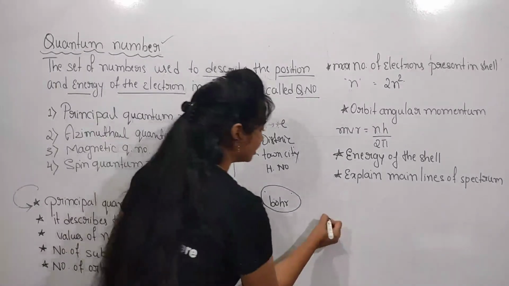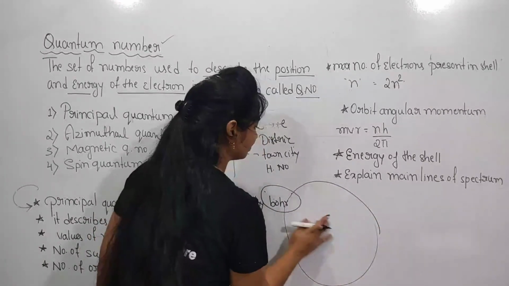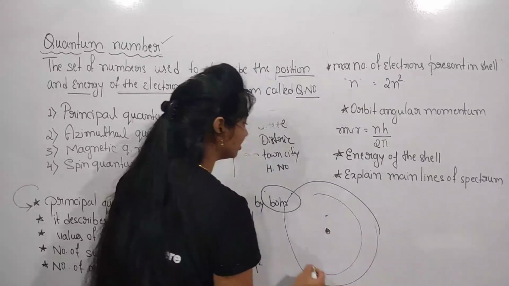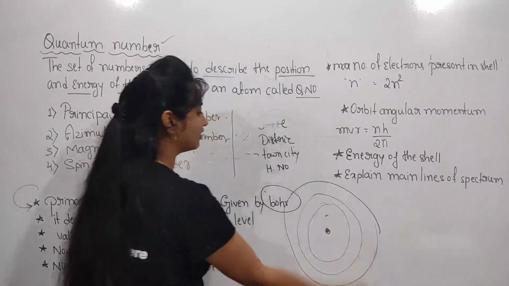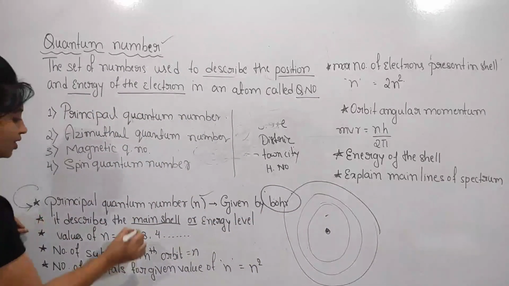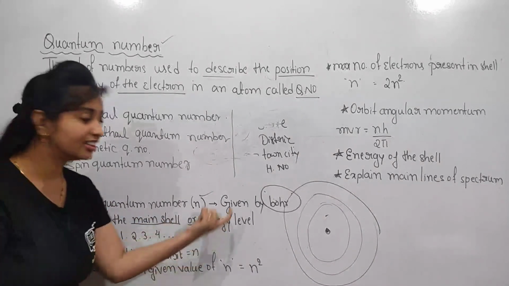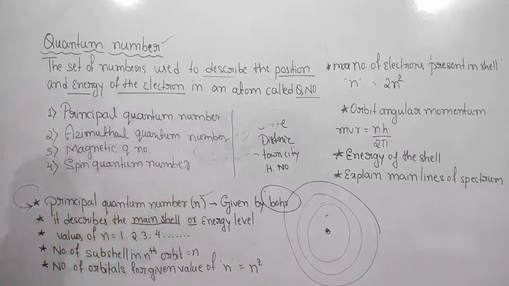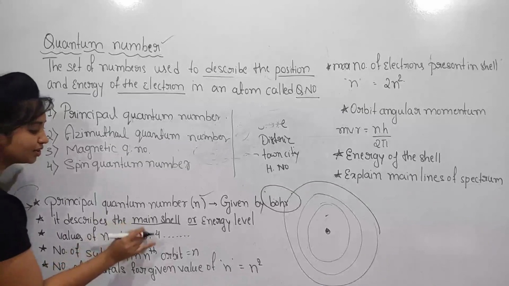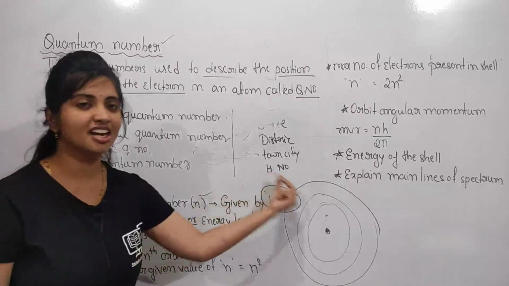So, consider this is our atom. In this atom, we have the main shells. The principal quantum number tells us about the main shells or energy levels. These main shells, these energy levels, are also denoted by n. So what is the value of n? n is equal to 1, 2, 3, 4 up to infinity. The number of main shells is infinite.